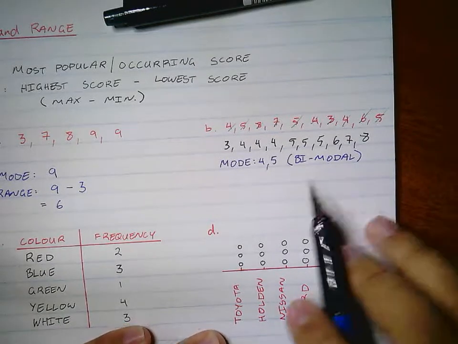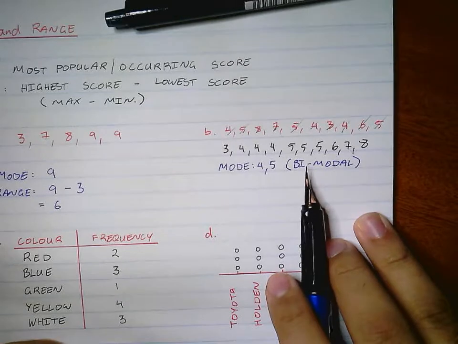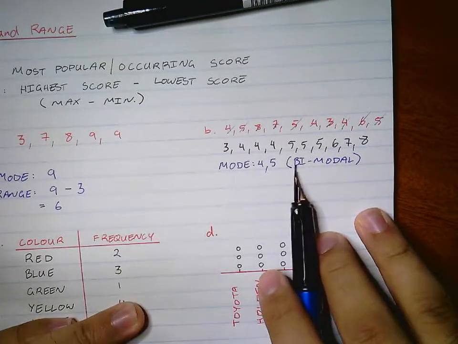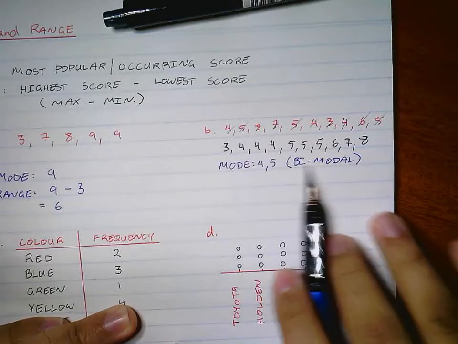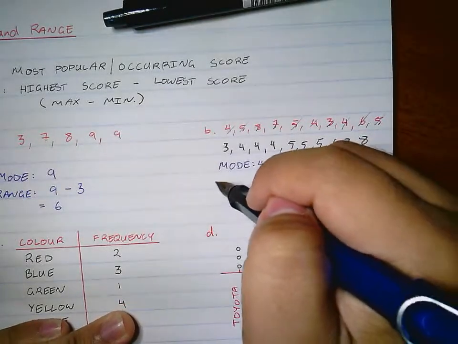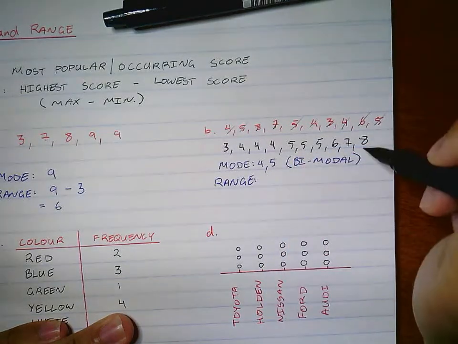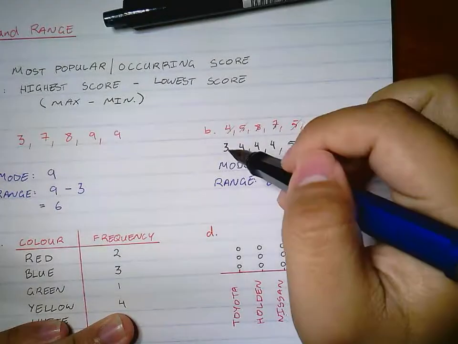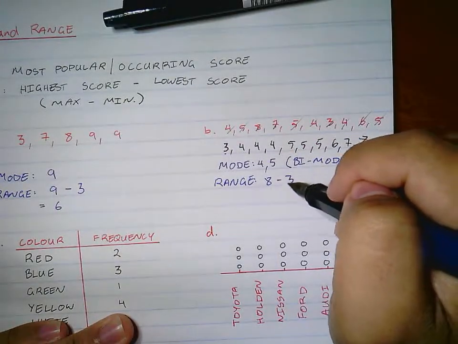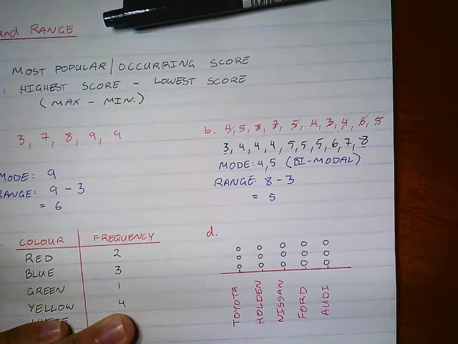And it is also possible to be trimodal or pentamodal. I think that's what it's called. But more often than not, it's just bimodal or trimodal. And finally, our range. We can see the highest value is 8, subtracted by the lowest value of 3. 8 minus 3 gives us a range of 5.